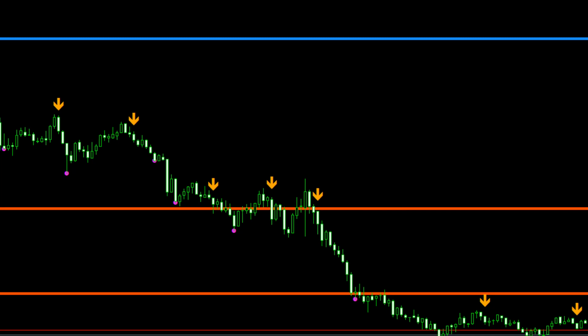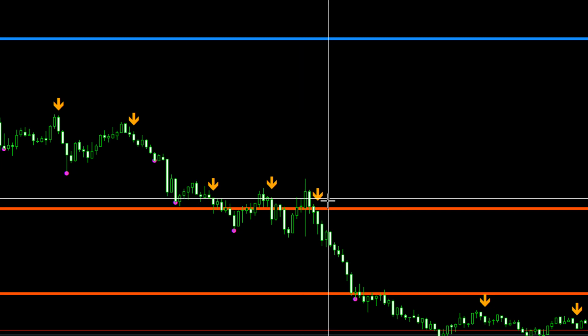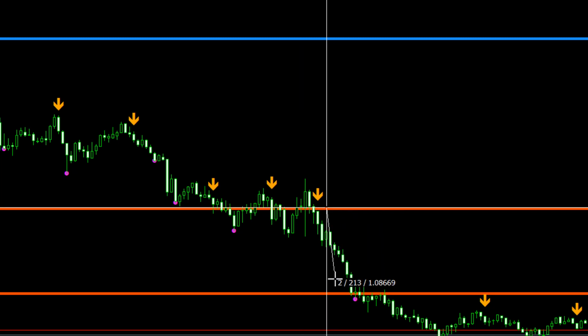So if we measure this, it is 26.2 pips. So that's 26.2 pips.